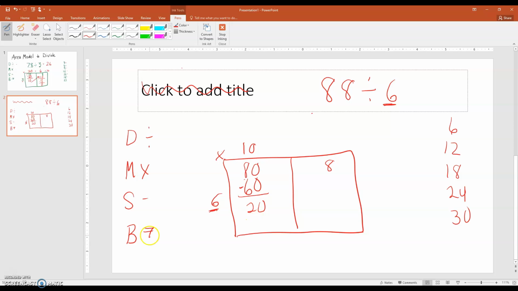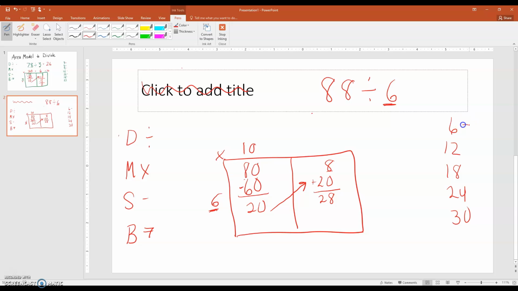So I'm going to take this 20. I'm going to bring it over. I have 8 in here already. I'm going to add the 20, which means I now have 28. And it means I start back at the top. So I'm going to come up and divide. How many times does 6 go into 28?